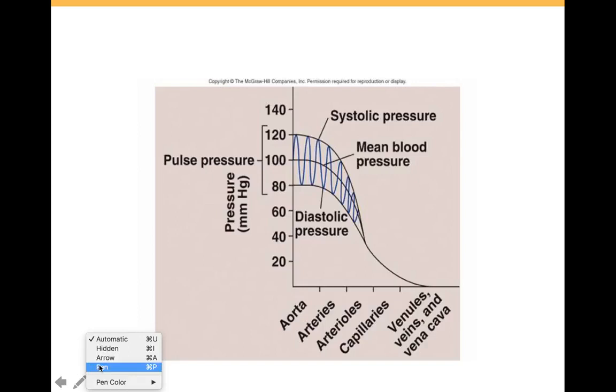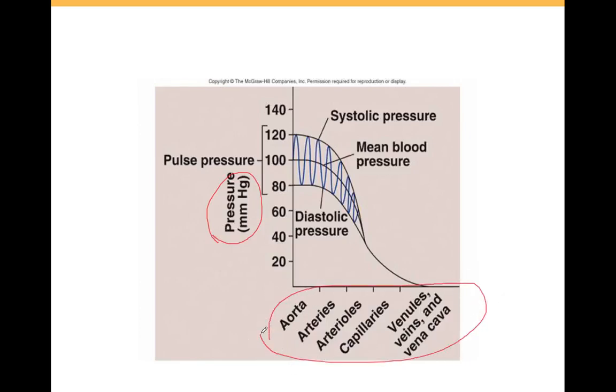So in this picture, what we're looking at is the pressure within the blood vessels in millimeter of mercury. And on the x-axis, basically the blood vessels we talked about. Aorta, which is the largest blood vessels. Arteries, which basically implies your muscular or distributing arteries. Arterioles, capillaries, venules, veins, and vena cavas. So notice that we start about 120 millimeter of mercury.